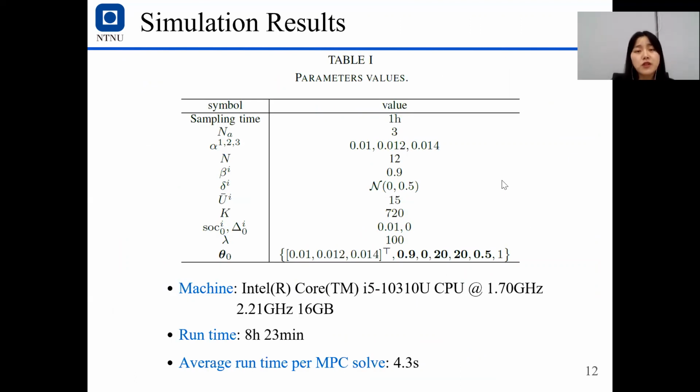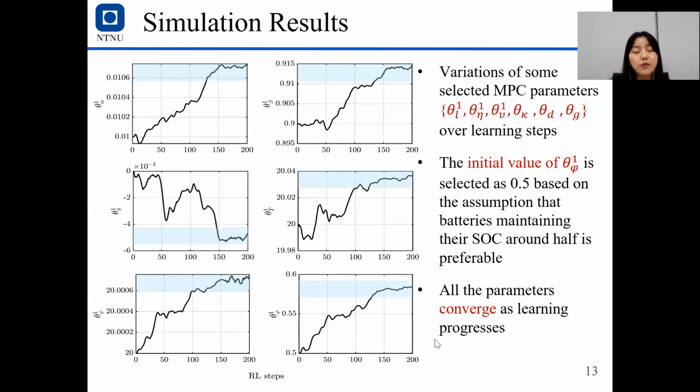And these are the parameter values we use for the simulation. And this is the machine we use, and the runtime is about 8 hours. The average runtime per MPC is 4.3 seconds, which is fast enough for practical application.